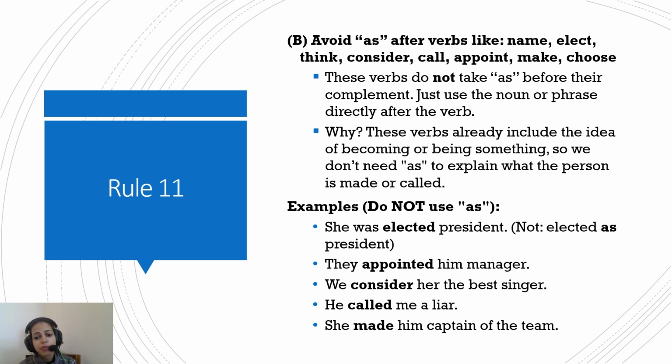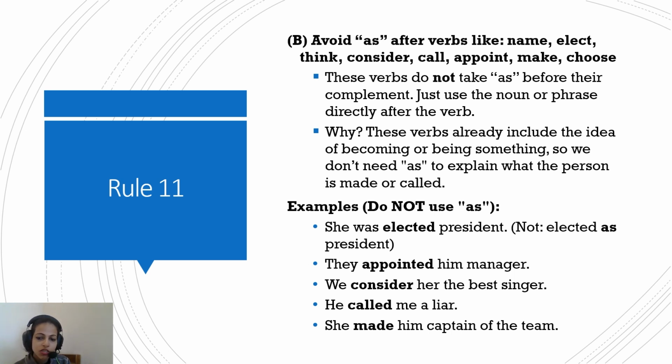She was elected president. You'll not say "she was elected as president" because the word elected itself is complete enough to tell that she has been chosen as the president. Okay, so she was elected president. No "as" to be followed. They appointed him manager. No "as" to be followed. "They appointed him as manager" would be wrong. They appointed him manager because the word appointed itself is completely giving the meaning. There is no need of "as" as a connector.